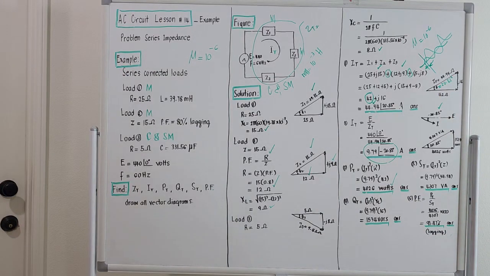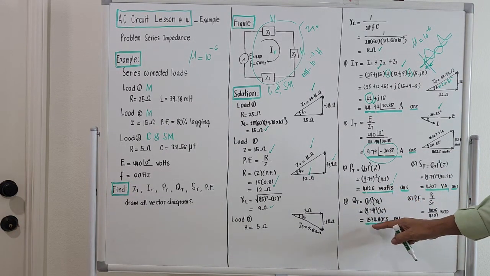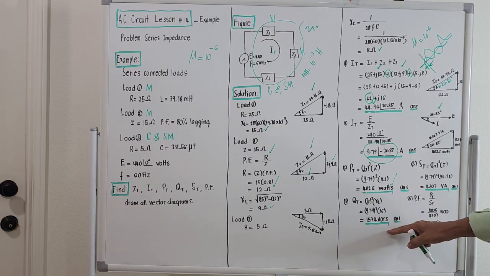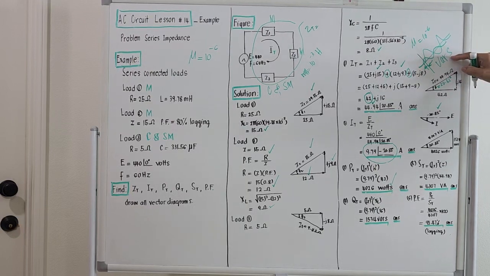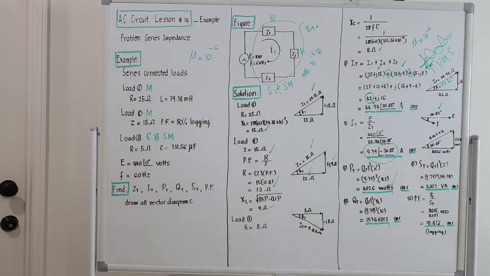And for Q total, because this is the resulting impedance, right? The total consumption of this one will be the square of the current times 16. So this should be 9.79 squared times 16. This is 1534 vars. Reactive volt ampere. Okay? So for this portion here, the unit is actually vars. Reactive volt ampere. Okay?